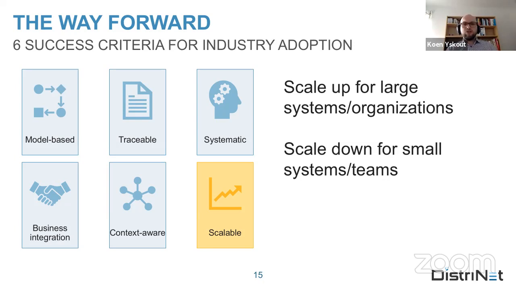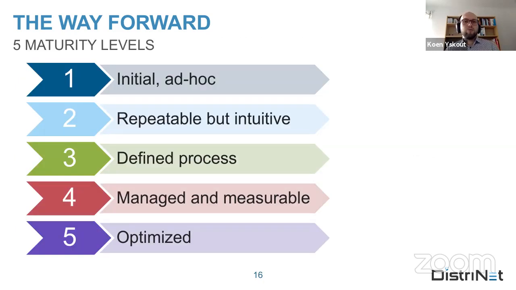So if we take those criteria, these kind of delineate the box or the area in which we can work on threat modeling. And we see for the way forward, we try to define 5 maturity levels for threat modeling. So the first maturity level is the initial one, the ad hoc one, where some efforts happen, but there's not a rigorous, standardized, repeatable process.